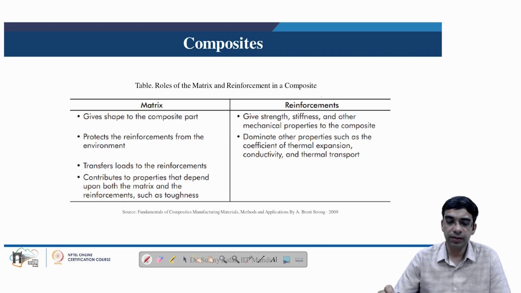The different roles the matrix has to play in a composite include giving shape to the composite part. So the basic shape of the composite part comes from the shape of the matrix. The matrix also protects the reinforcement from the environment. It transfers the load to the reinforcement. It also contributes to the properties that depend upon the matrix and the reinforcement, such as toughness.